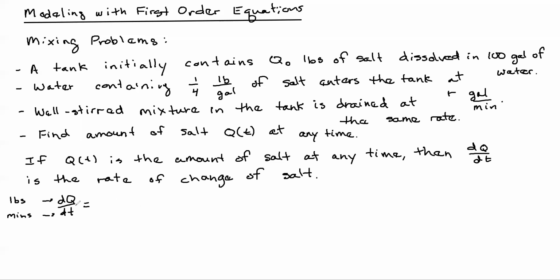Okay, so let's see if we can take the information in this problem and structure it into an equation for dQ/dt. What have they told us about the way that the salt is changing? If you read the first sentence, a tank initially contains, this is dealing with the starting point. It's not telling us anything about how the salt is changing. Meanwhile, the second piece of information says water containing 1/4 pounds per gallon of salt is entering the tank at a rate of R gallons per minute.